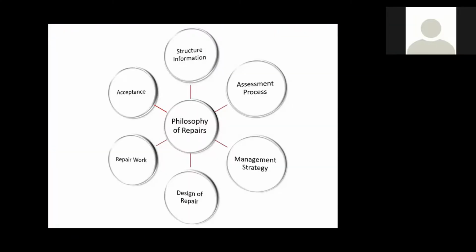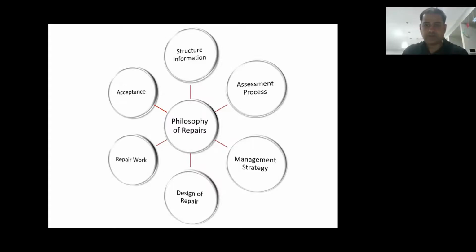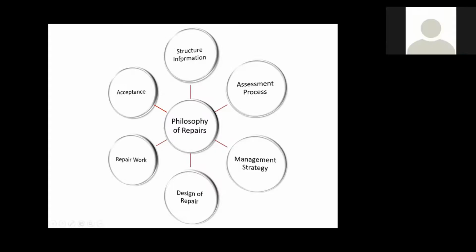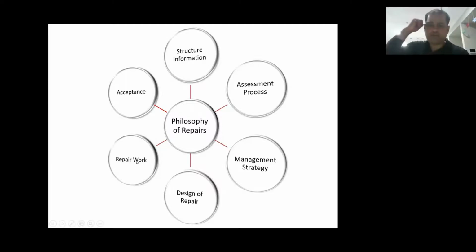The philosophy of repair and rectification right away starts from structural information. It doesn't start from the product. It doesn't start from asking what the product can be used for. That means you are neglecting and omitting the structural information, assessment process, management strategy, and design of repair, and you're trying to reach directly to number 4, number 5.